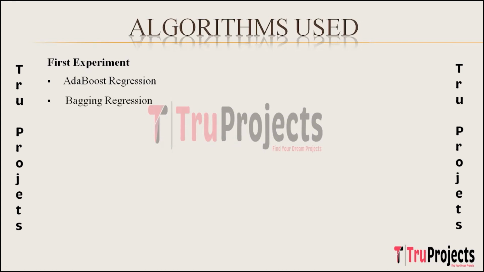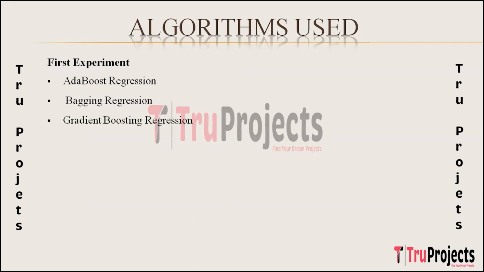The second algorithm built is bagging regression. So bagging involves training multiple models independently and then combining their predictions. Random samples of the dataset are used to train each model. Bagging helps reduce overfitting and enhances model stability, potentially improving the robustness of airfare price predictions.